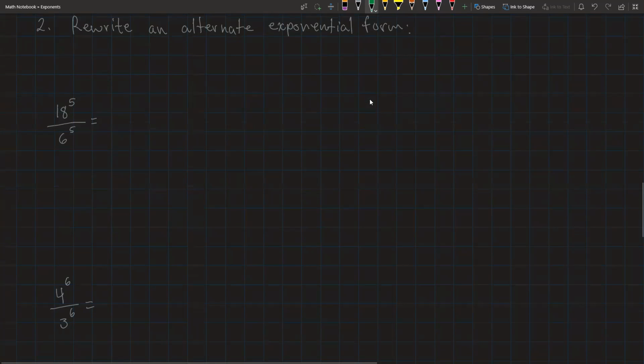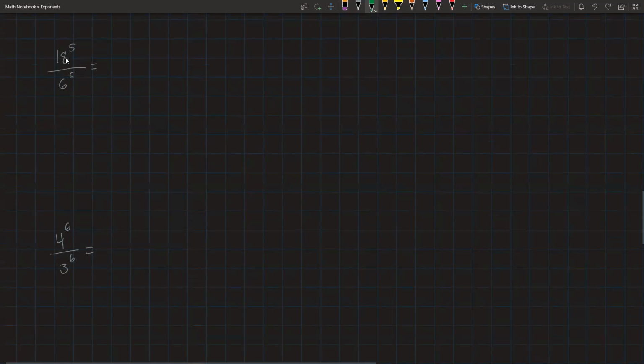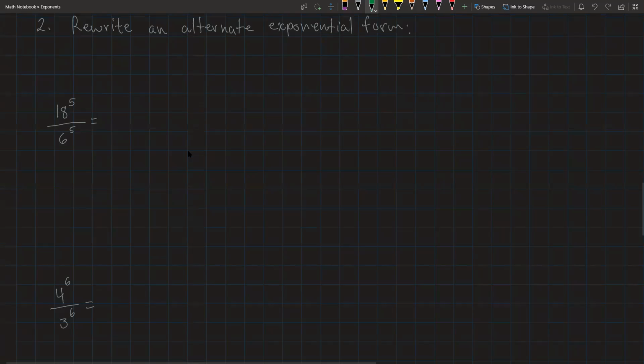And let's see it in another way. Number 2, rewrite in an alternate exponential form, meaning we have, again, the same idea of different base, but same exponent. Different base, same exponent. And just to confirm, I will rewrite it in expanded form first. How many 18s do we have multiplied on the numerator? We have 5 of them. So 18 times 18 times 18 times 18. And then we have 6 5s on the denominator.